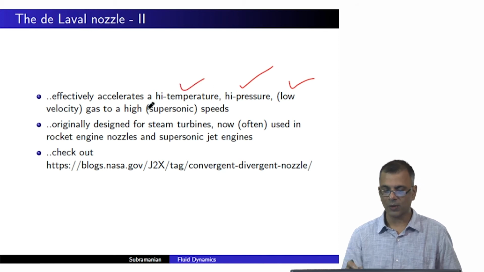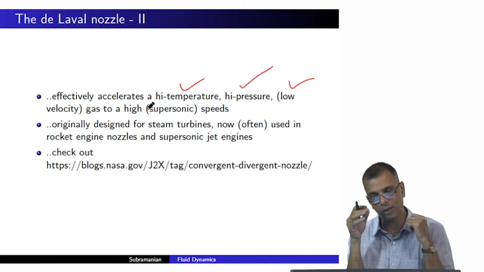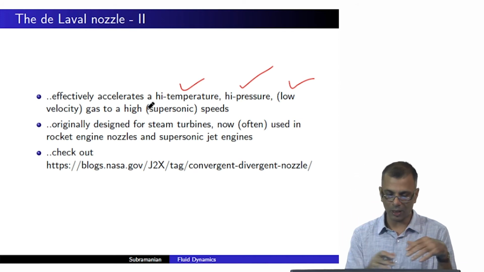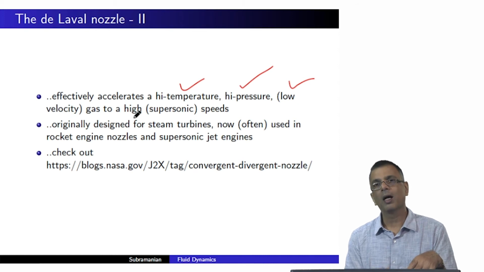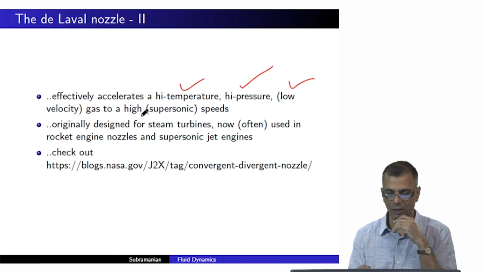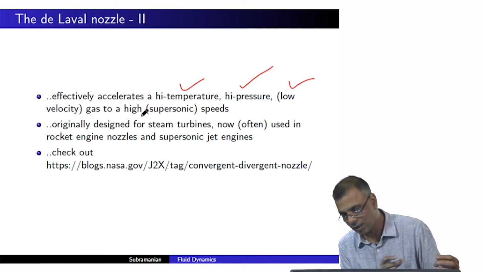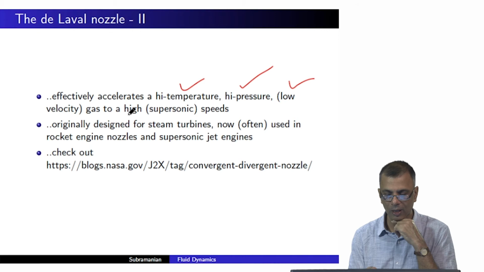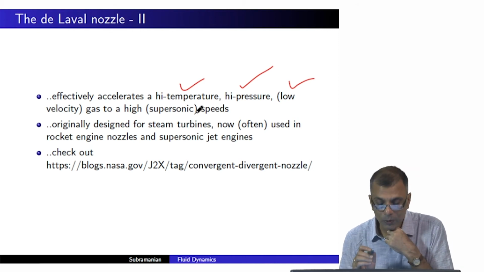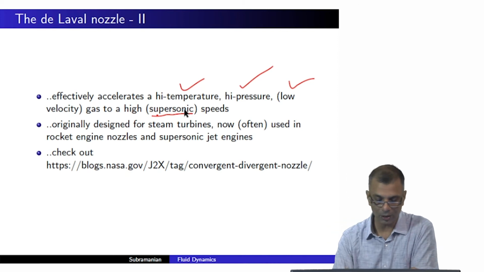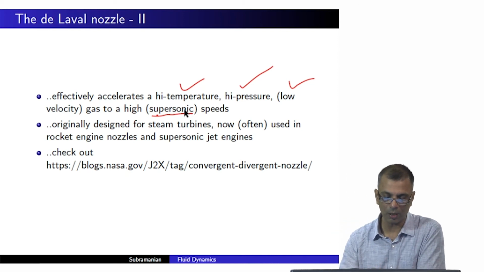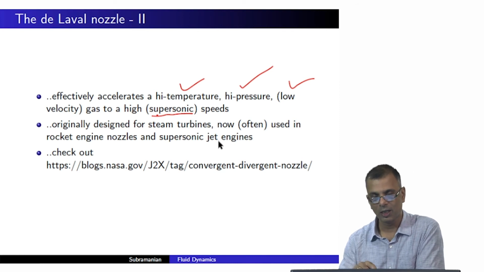Okay, this ensures that most of the energy is in the internal energy of the gas, and the de Laval nozzle is something that converts this kind of high temperature, high pressure, low velocity gas to a high velocity gas. In other words, the internal energy is converted into the kinetic energy of the bulk flow. That's when you get high speeds, and specifically the speeds are supersonic. It was originally designed for steam turbines, and it's now often used in rocket engine nozzles and supersonic jet engines.